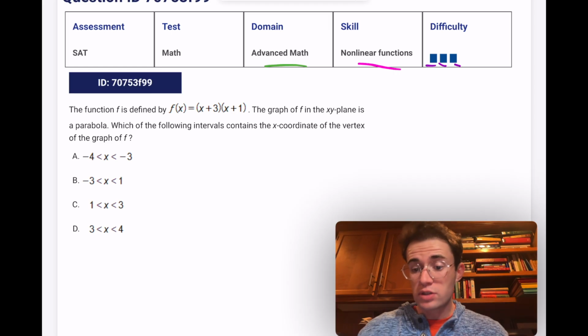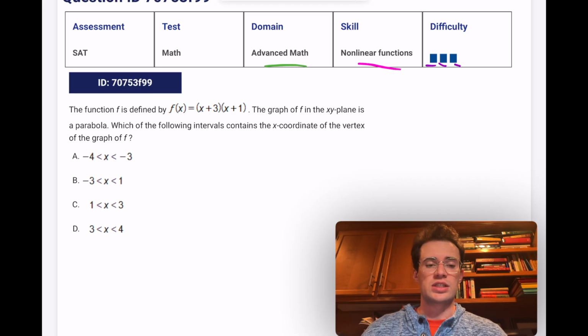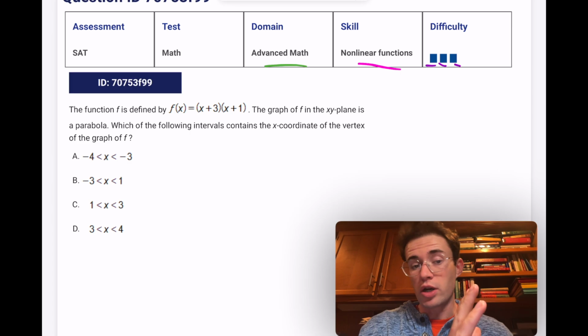We've gone through the first 44 in the previous 2 videos in the series. I'll go over another 22 of them in this video, and then the remaining 22 of these specific skill and domain with this difficulty will be in part 4.